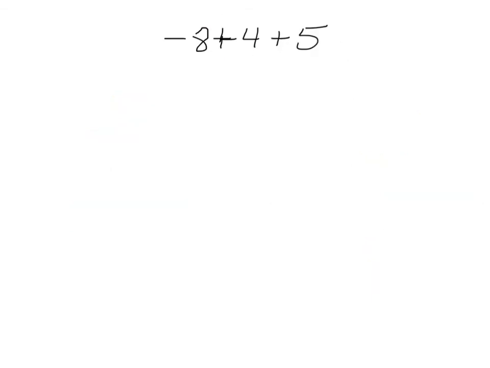All right, for the next one, we have just 3 numbers. It's not a big deal. So let's focus first on the first 2 numbers, negative 8 plus 4. That's all I want to look at. So I'm going to do this using the absolute value method. Absolute value of negative 8 is 8. Absolute value of 4 is 4. We're actually subtracting. 8 minus 4 is 4. The bigger absolute value is negative, so our final answer will be negative.